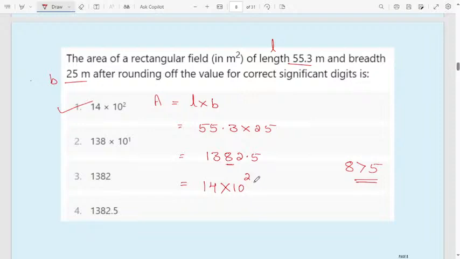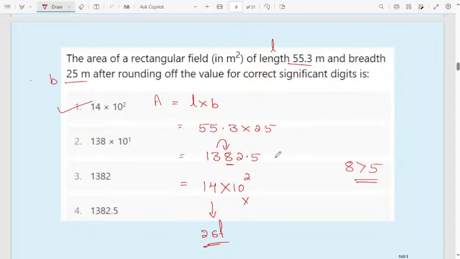Here this 10 to the power of 2 is not significant. This 14 has only two significant figures. The area of a rectangle is given in meter square, and breadth is also in meter. After rounding off, they are asking for the correct significant digits. Understood how to round off? After 13, the next number is 8. 8 is greater than 5, so you can move to the next number, 14. Then 10 to the power of 2.